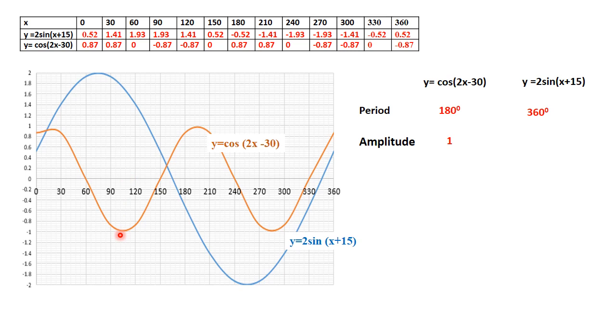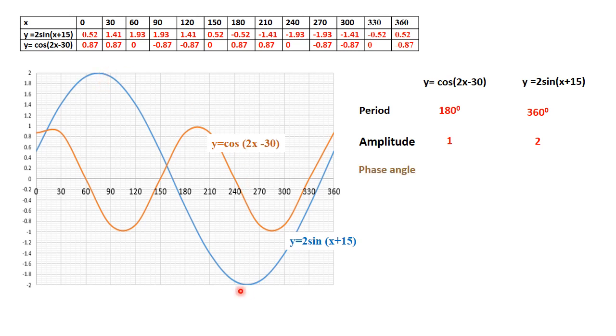The amplitude for the second graph, that is y = 2 sin(x + 15), the amplitude is 2. And there's not much I should say there, since it's just the greatest displacement from the x-axis. The highest it goes is 2, the lowest it goes is 2 again.